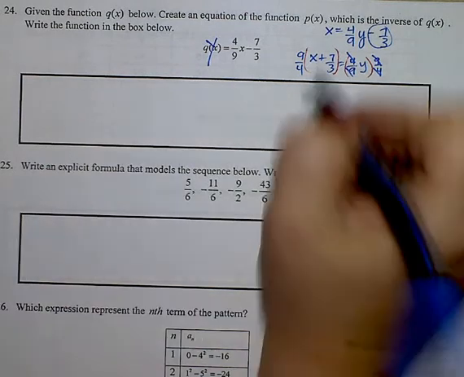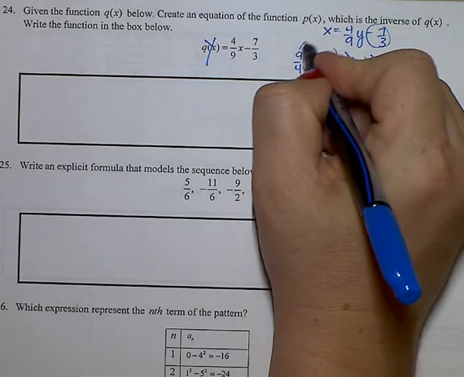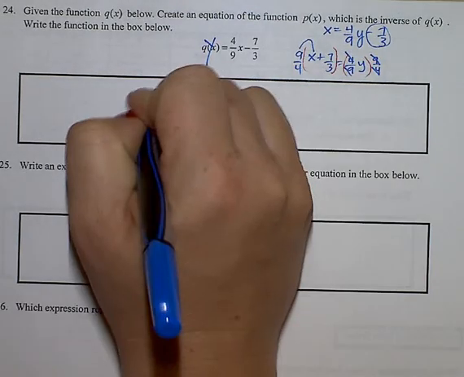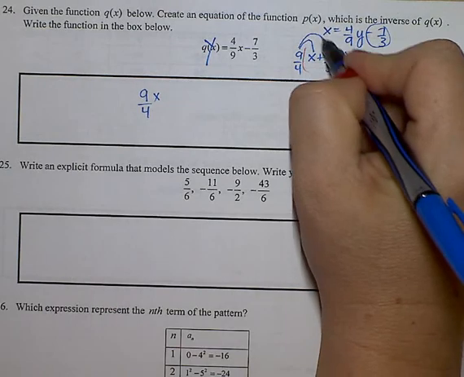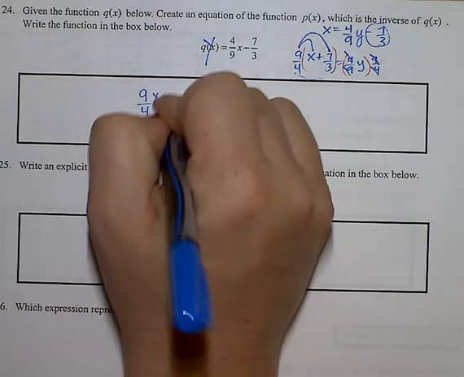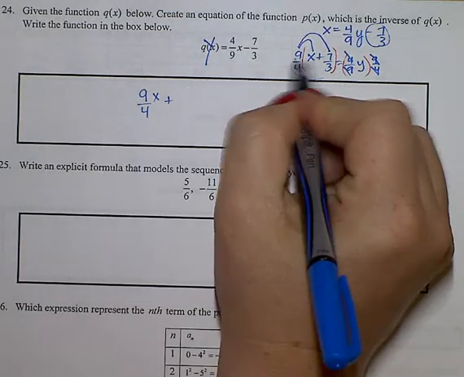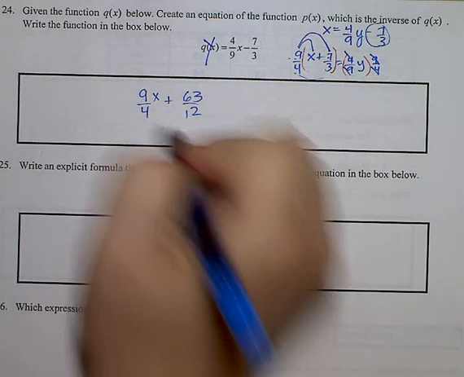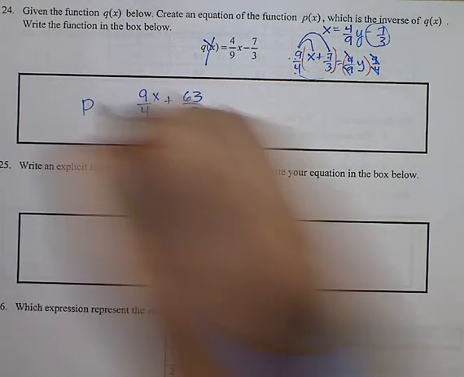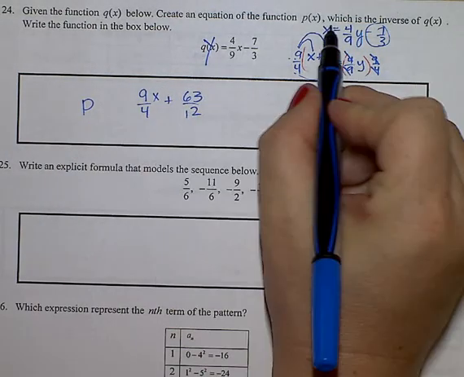Okay, so I have 9 times x over 4. And then I have 9 times 63 over 12. So 9 times 7 is 63 over 12. I'm going to come back to that in just one second here. And I want to illustrate this. It says, let me go back here.